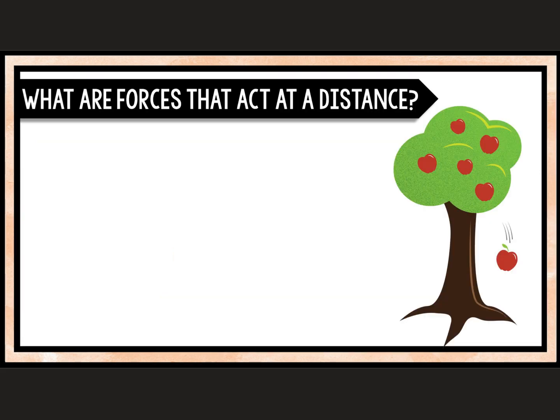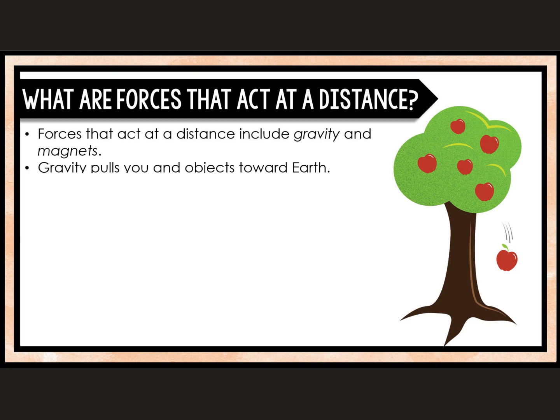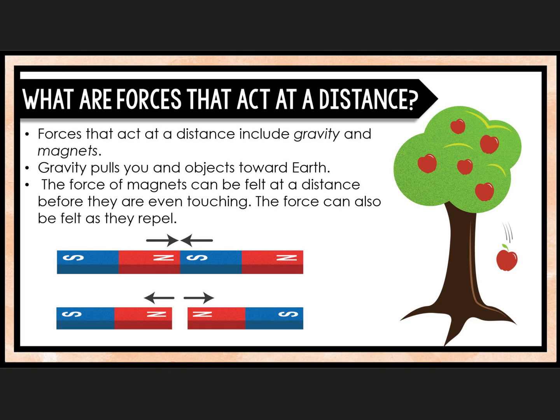Next, we want to know what are the forces that act at a distance. Forces that act at a distance include gravity as well as magnetism. So gravity pulls you and objects towards Earth. It always points down towards the Earth. And the acceleration due to gravity is always 9.8 meters per second squared because this force is constant at ground level.